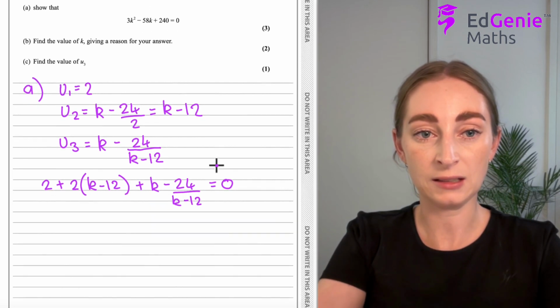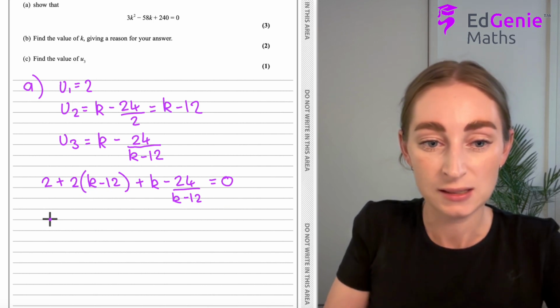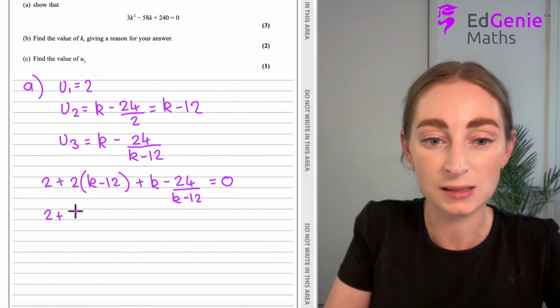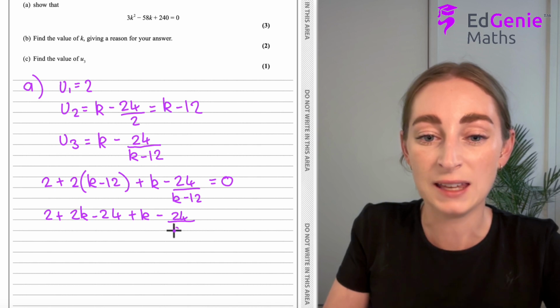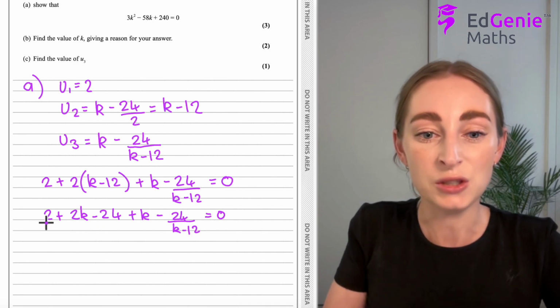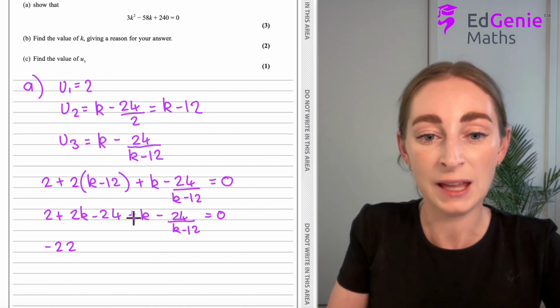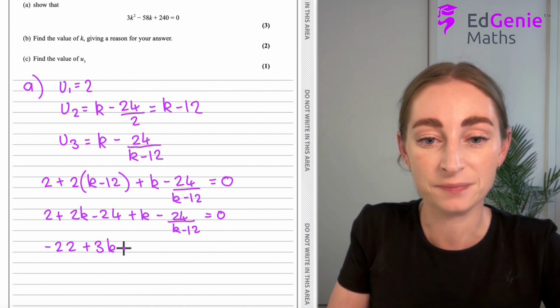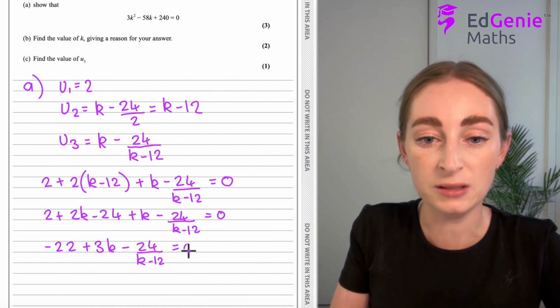So let's scroll down and do a little bit of rearranging. I'm going to multiply this out first. So I'm going to get 2 plus 2k minus 24 plus k minus 24 over k minus 12. And it's worth simplifying this again before I multiply everything by k minus 12. So 2 minus 24 is going to be minus 22. 2k plus k is 3k. And then this fraction we're just going to leave as is for the moment.